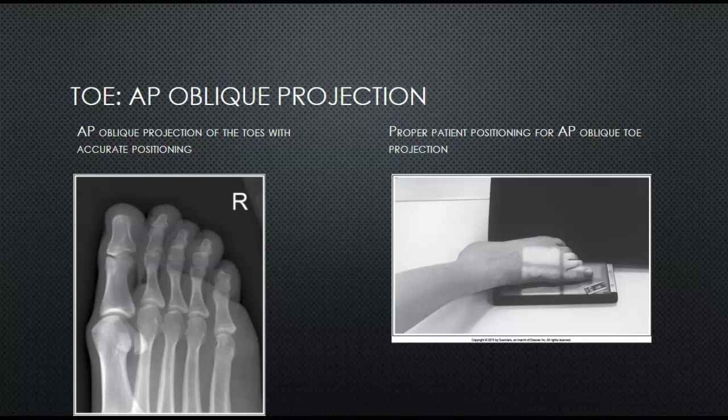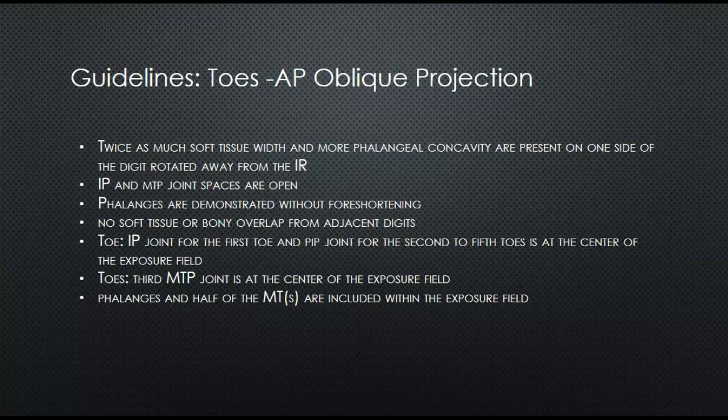For a single toe, the interphalangeal joint for the first toe and the PIP joint for the second to fifth toes is at the center of the exposure field. For taking a projection with all the toes, the third metatarsal phalangeal joint is at the center of the exposure field, and phalanges and half of the metatarsals are to be included within the exposure field. I have also included the image analysis guidelines for your review.